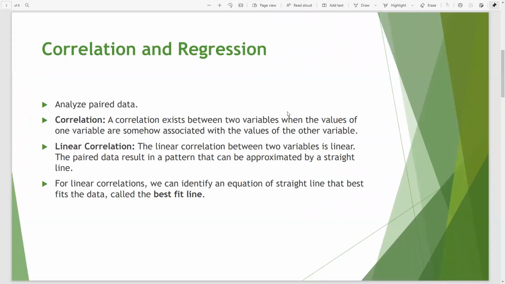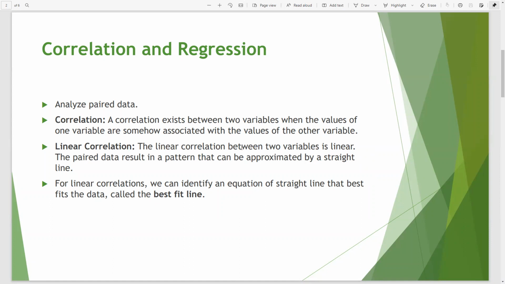In chapter 5 earlier, we have seen the linear correlation, or at least the correlation between the patterns, between the pair of data. Here goes more detail. The correlation and regression talk about analyzing paired data. When correlation exists, the values of one variable are somehow associated with the values of the other variable. You can see what they are called in the next slide.